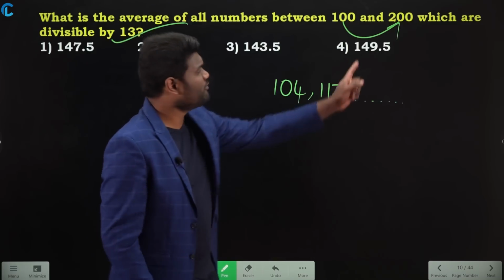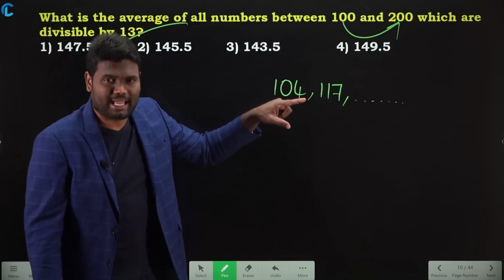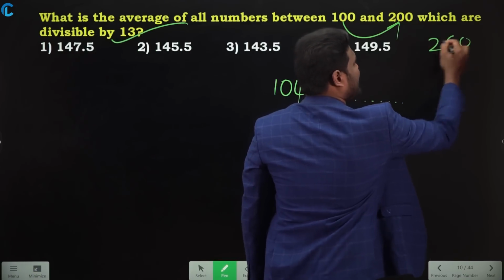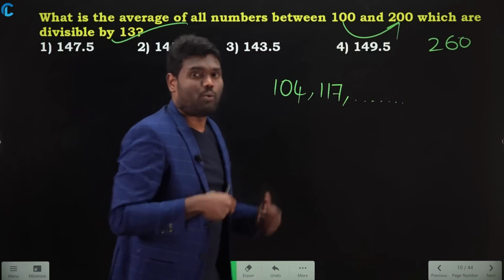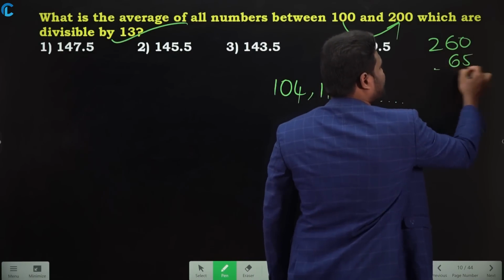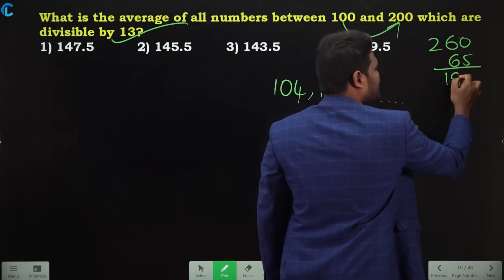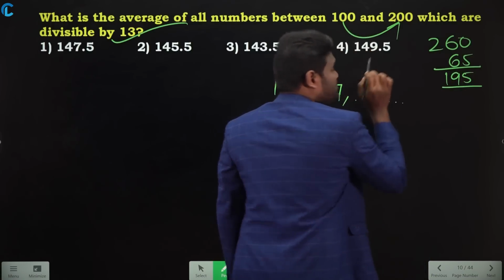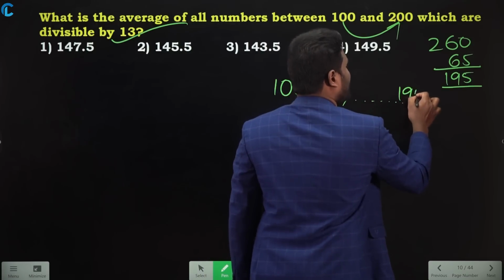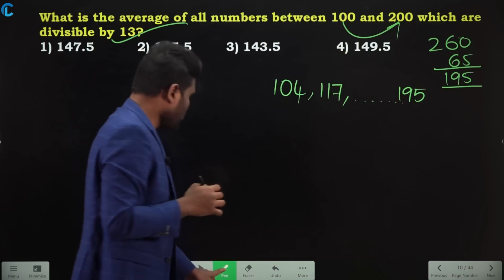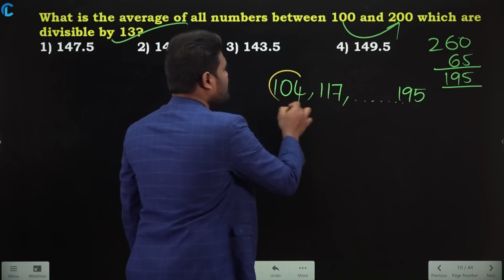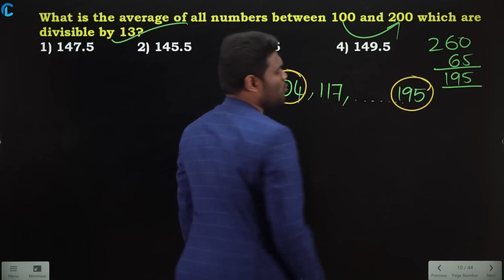Now if you look here, 13 20 times is going to be 260. But I need a number less than 200. Now what will I do? 13 5 times is nothing but 65. Now 260 minus 65 is nothing but 195, which means 195 is also divisible by 13. So this is going to be 195. Now look here, we got the smallest number and we got the highest number also. The smallest number is 104, the highest number is 195.